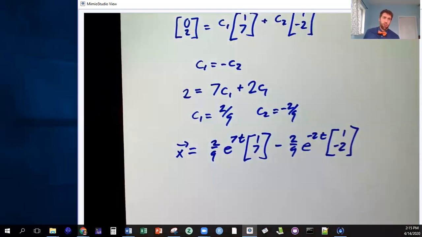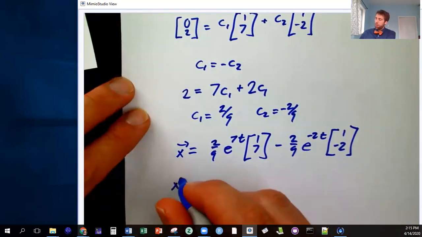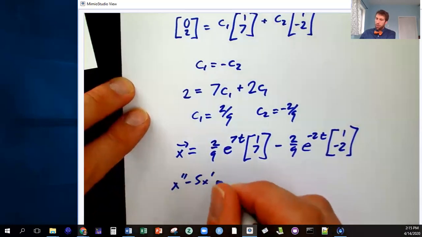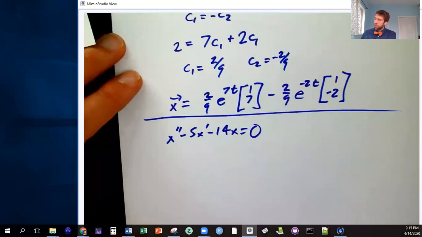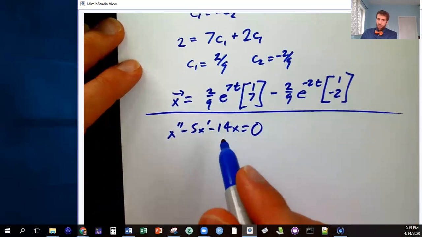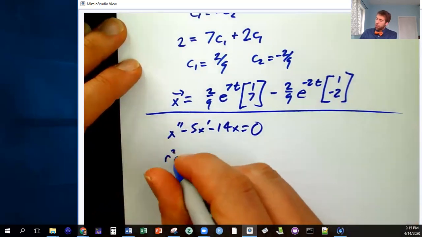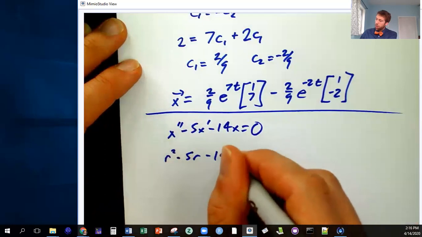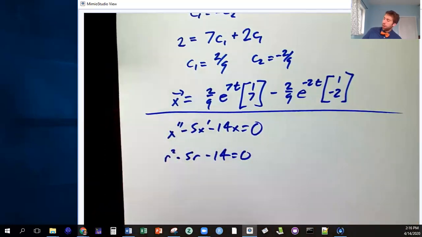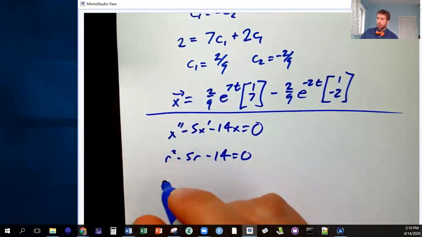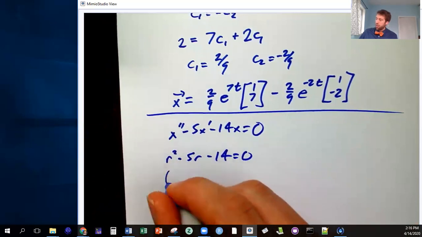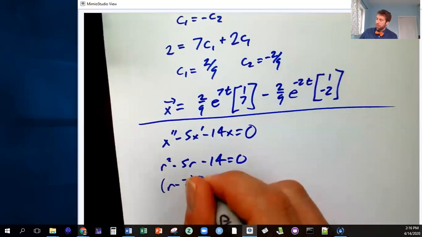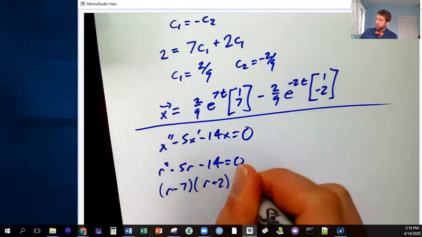And when you do the same thing over and over again, you might notice that when you do x double prime minus 5x prime minus 14x equals 0, starting over, doing it the shorter way, this is like a polynomial. r squared minus 5r minus 14 equals 0. What is r? Well, factor it, the same way as the characteristic polynomial. It factors as r minus 7 times r plus 2 equals 0.